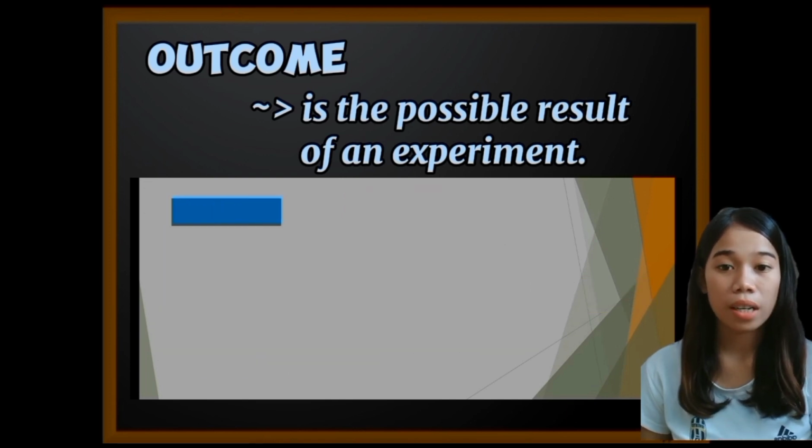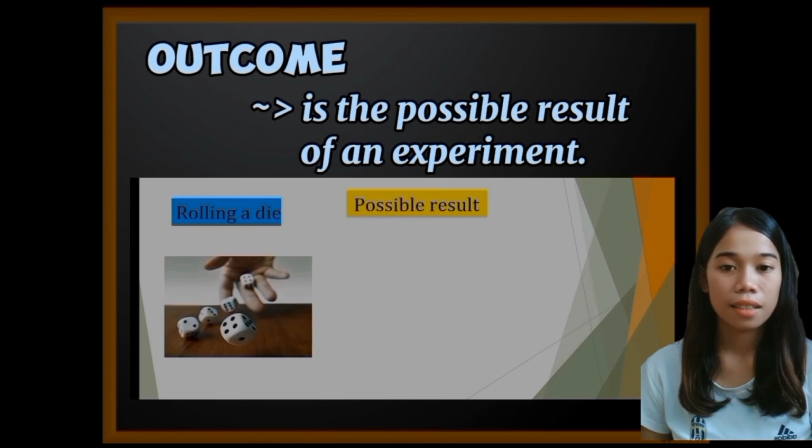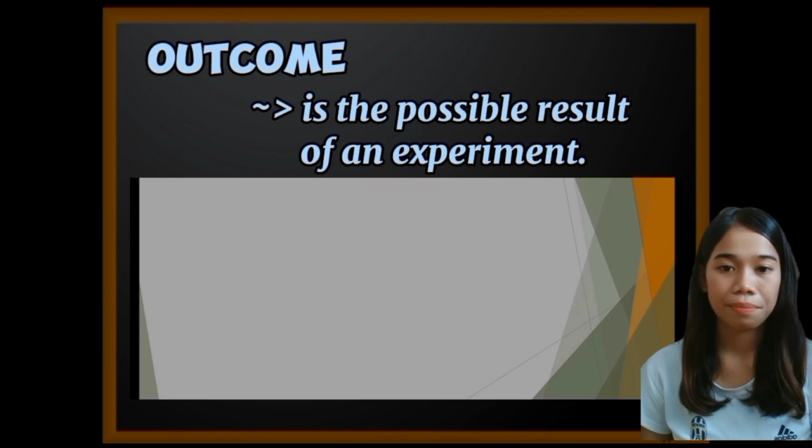Next example is when we are rolling a die. The possible results are 1, 2, and 3. These possible results are called outcomes.